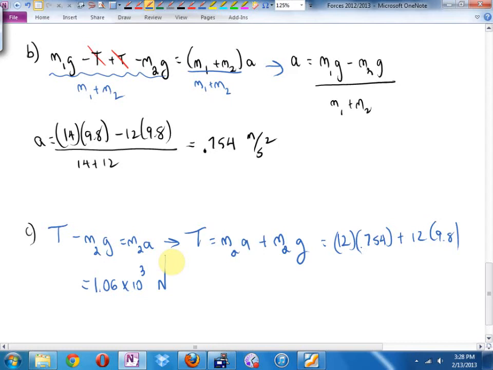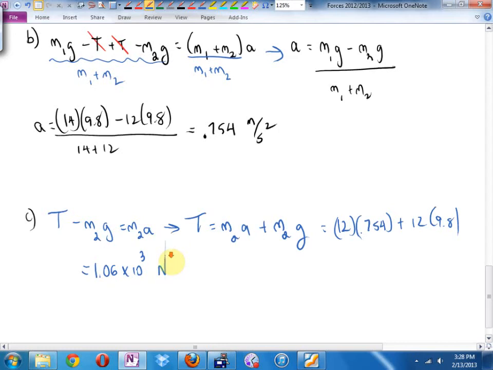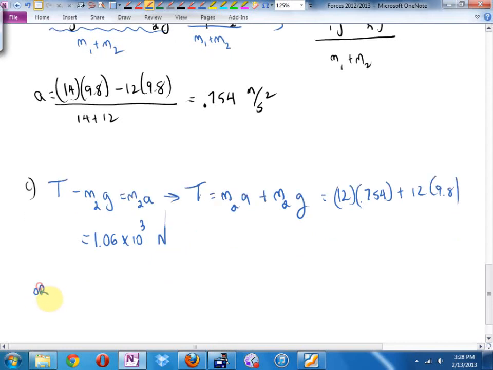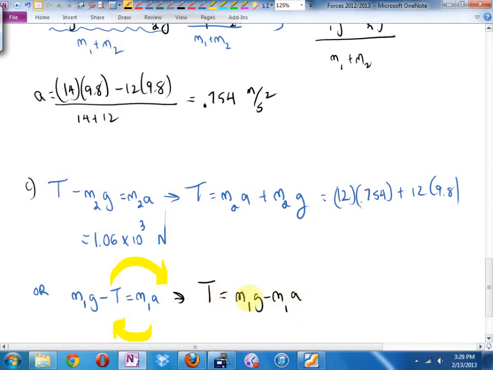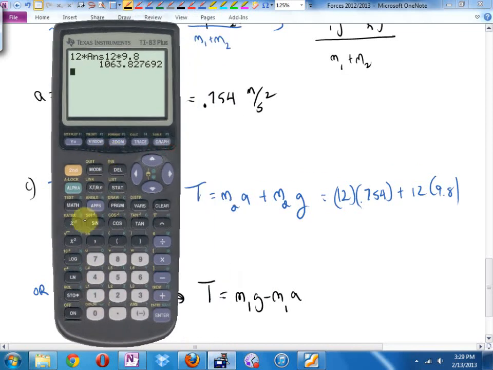So if you did the other one, you would just add tension on one side and minus on the other side. It would be M1G minus tension equals M1A. You would do my trick of yoink, yoink. You'll get tension equals M1G minus M1A. M1 was 12. No, 14 times 9.8 minus 14 times 0.754. And why am I way off here?